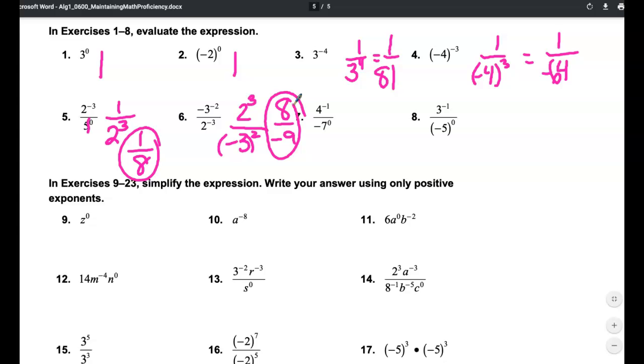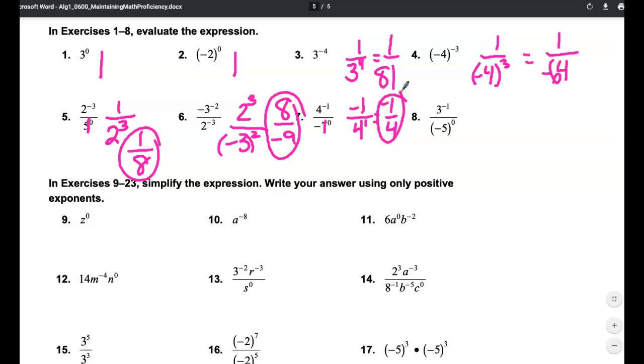Okay, number 7, what does the bottom simplify to? 1, and that one is actually negative 1 because again the parentheses are not around the negative. So then now I switch it so that I get my exponent on the bottom. So I have negative 1 over 4 to the 1st, which is just negative 1/4.